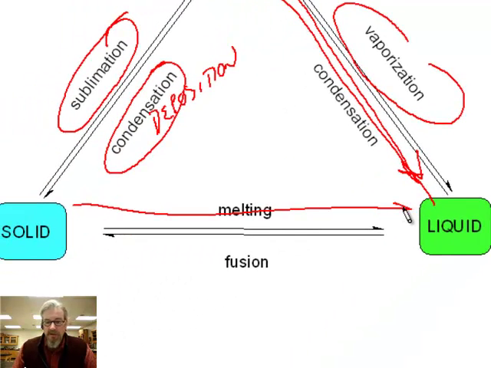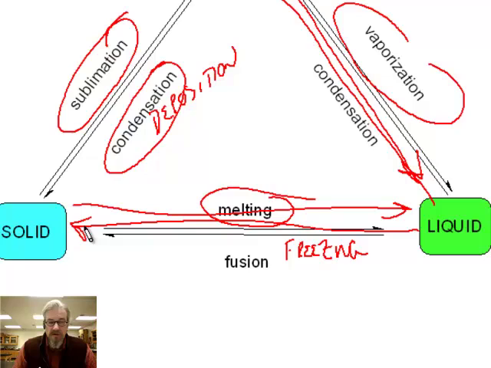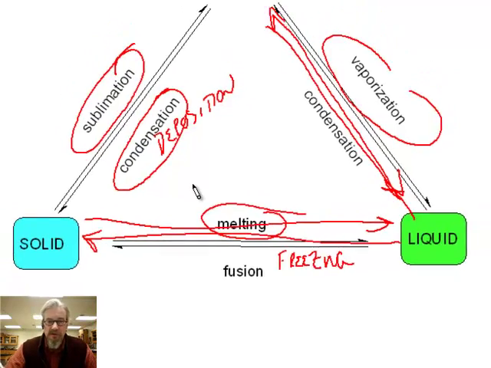From solid to liquid, we call that melting. That's a very common word. Everybody knows that. Sometimes it's called fusion. When liquid becomes a solid, we call that process freezing. So that's liquid becomes solid. So those are phase changes. They involve energy, as you know.